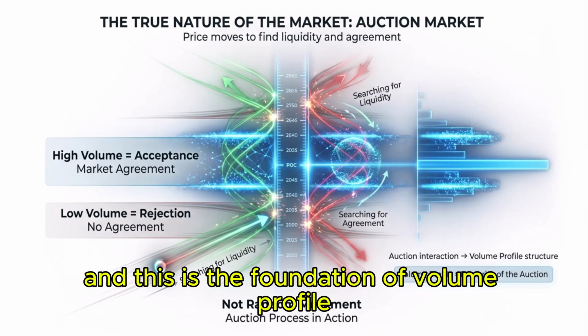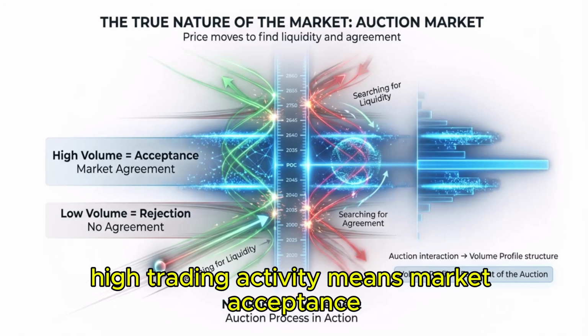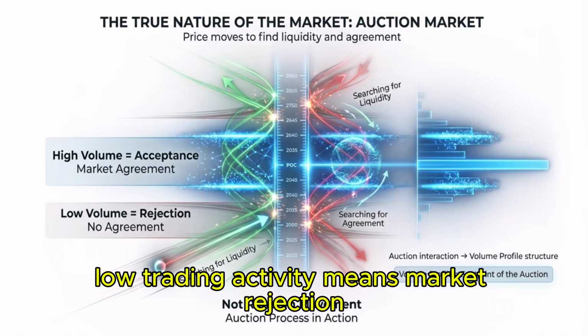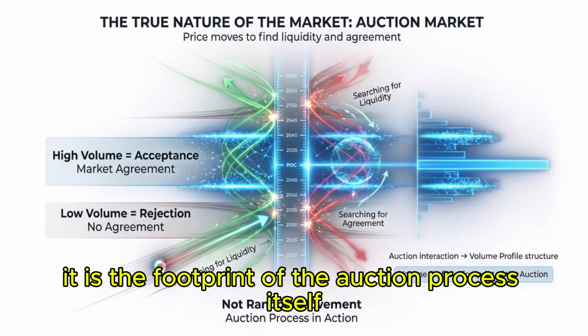And this is the foundation of volume profile. In simple terms, high trading activity means market acceptance. Low trading activity means market rejection. That's why volume profile is not just another indicator. It is the footprint of the auction process itself.